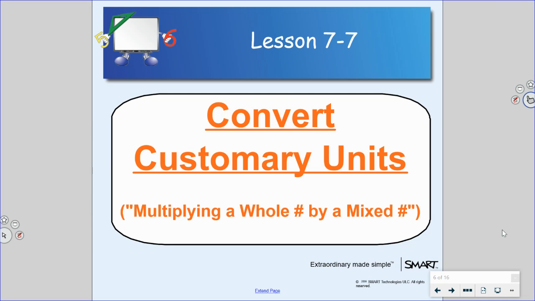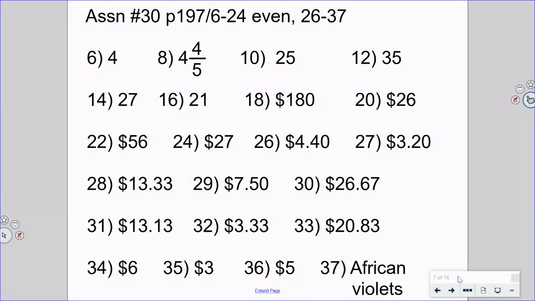And hello all, lesson 7, chapter 7, lesson 7, converting customary units. Now the textbook calls it multiplying a whole number by a mixed number, which is true, but really the big focus is on converting units from hours to minutes, minutes to seconds, quarts to gallons, and so on. Go ahead and pause for a moment, take a look at assignment number 30, check your even answers, and come on back when you're ready.